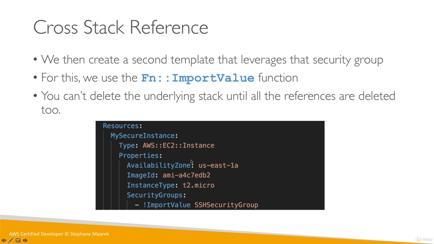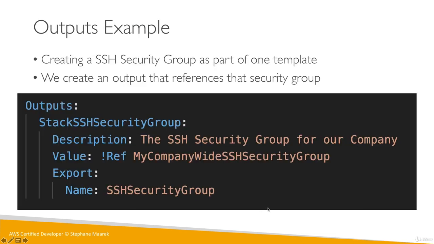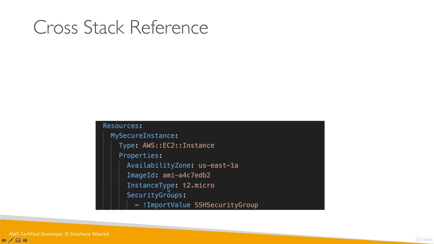So if we look at this little snippet of code right here, we can see that for the security groups at the very bottom, there's a shorthand syntax for ImportValue. And then we reference the exact same name as before, called SSH security group. So just a reminder, before we exported the value as SSH security group, and here we import the value SSH security group.